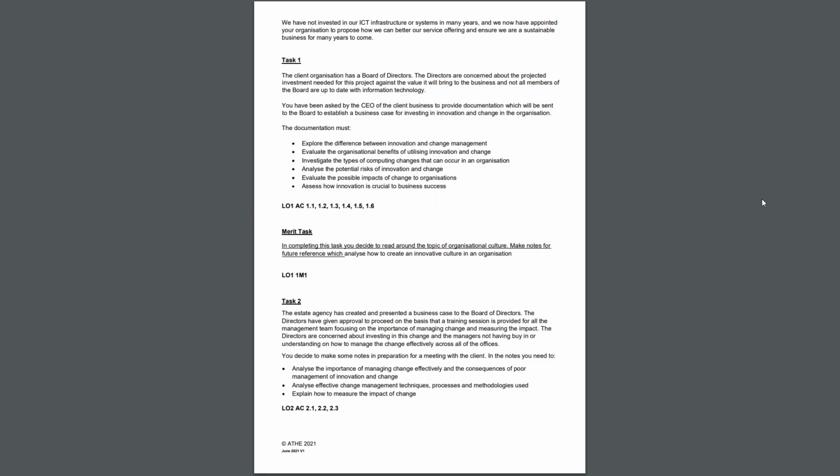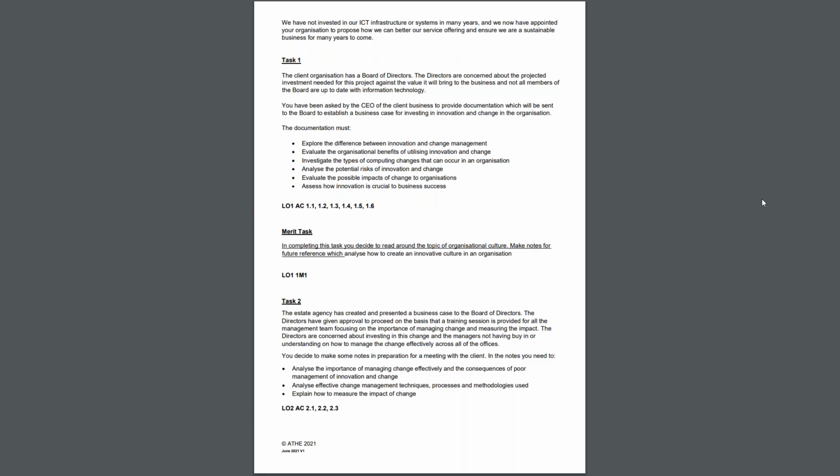So from your scenario, now you're going to look into task number 1. Task number 1 says: the client organization has a board of directors. The directors are concerned about the projected investment needed for this project against the value it will bring to the business, and not all members of the board are up to date with information technology. You have been asked by the CEO of the client business to provide documentation which will be sent to the board to establish a business case for investing in innovation and change in the organization.